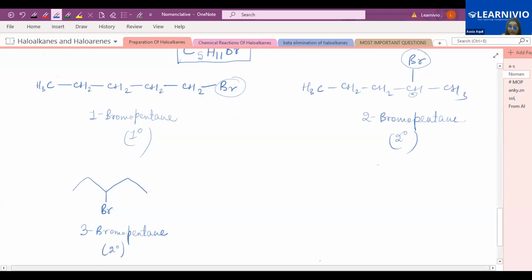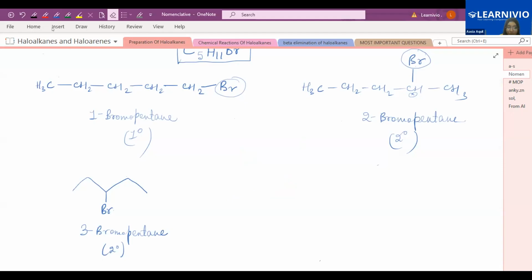Now, see, if I shift this bromine to the fourth position, so what will be the name of this? You will start the naming from this end, 1, 2. So again, it will be 2-bromopentane, which is the same as this one. So you can't do that, but now these three isomers are enough.